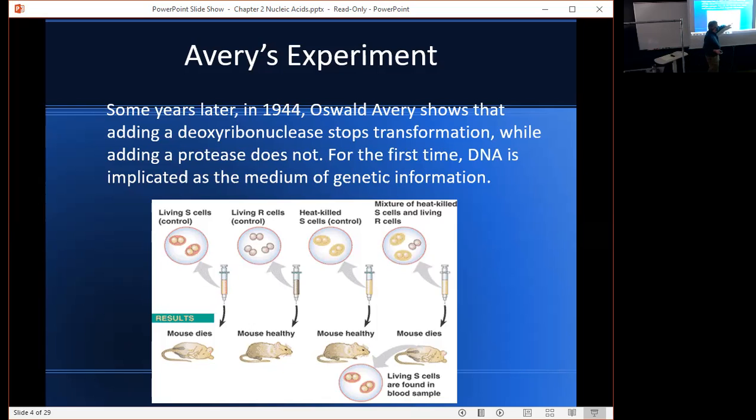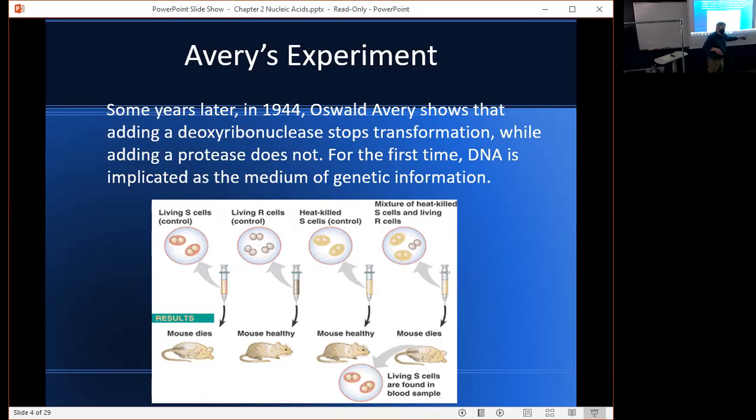Okay, so if we consider this last experiment over here on the far right-hand side. What Avery did is he added, in two different experiments, enzymes. A deoxyribonuclease is an enzyme that breaks down DNA. A protease is an enzyme that breaks down proteins. So if the transformation principle is DNA, then adding a protease shouldn't affect it. If it's protein, adding a protease should ablate it. It should get rid of that transformation principle.